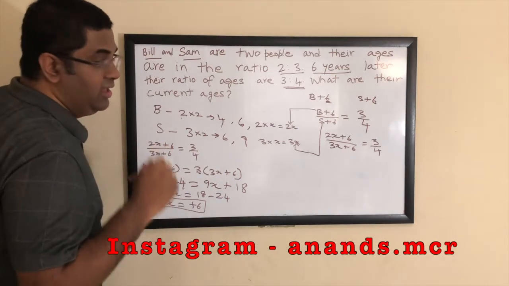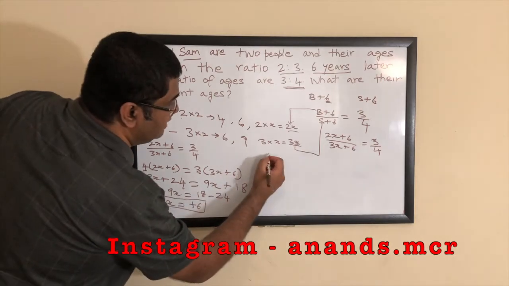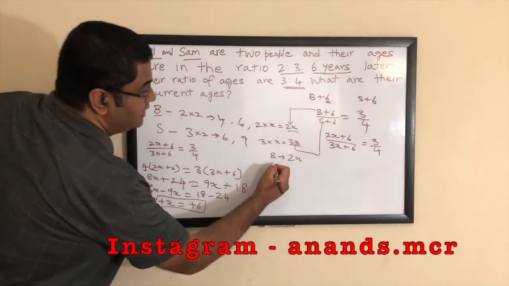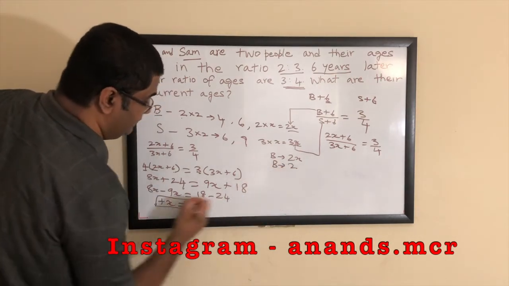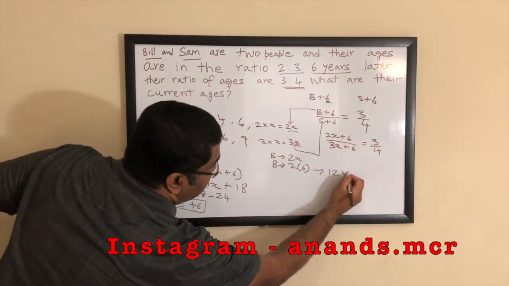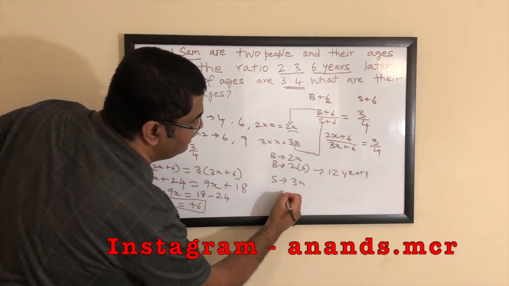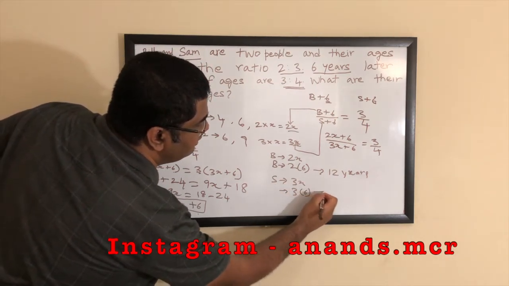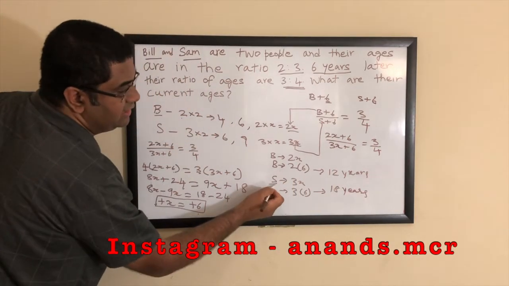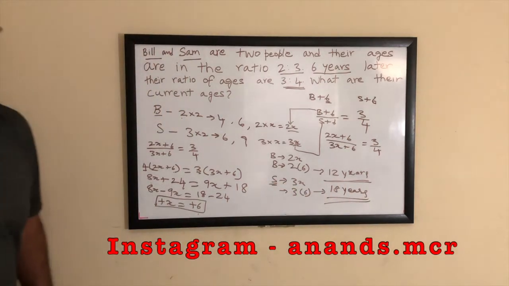So friends, we had initially determined that Bill's age is 2x and Sam's age is 3x. So Bill's age is 2x. So how do we do this, friends? Bill is 2 times, and we have got the value of x, which is 6. So Bill will be 12 years and Sam will be 3x, which is 3 times 6, which is equal to 18 years. So friends, these are the ages of Bill and Sam. Thank you.